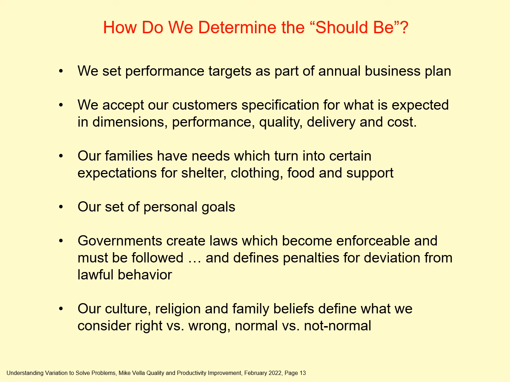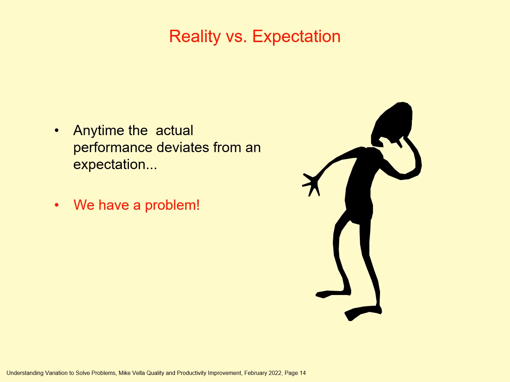Governments create laws which become enforceable and must be followed. That's a should be. And they define penalties for deviation from lawful behavior. Our culture, religion, and family beliefs define what we consider right versus wrong, normal versus non-normal. Those are different descriptions of what should be. In the final analysis, anytime the actual performance, and we're talking about manufacturing now, deviates from expectation, then we have a problem.